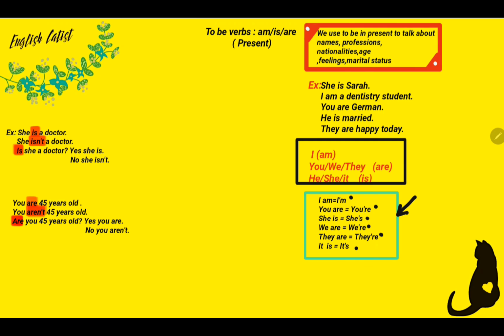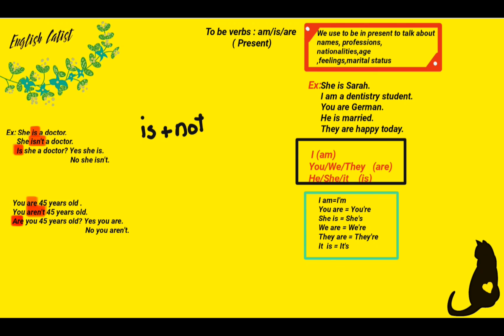Now, we want to learn how we can make a sentence negative with to-be verbs and how we can make questions with them. I'll write two examples. Look at the first example. She is a doctor. To make this sentence negative, we add not to our to-be verb. She isn't a doctor, or she is not a doctor.